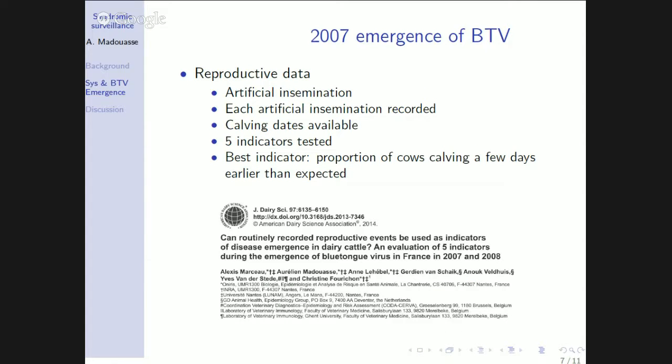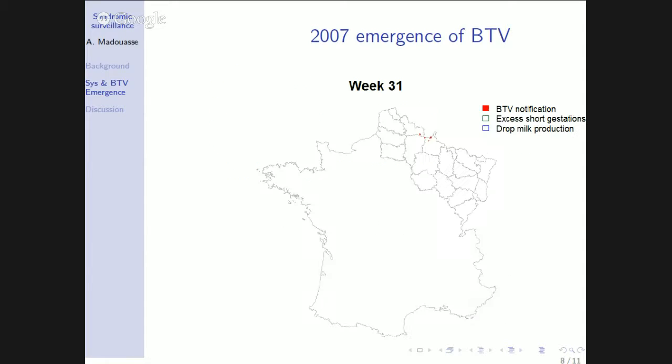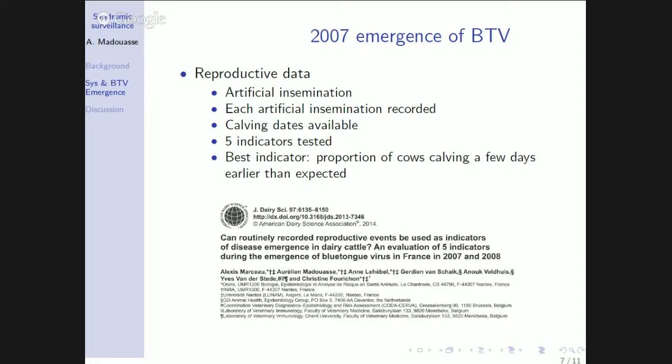Again, this has been published in the Journal of Dairy Science. You can find more details there. What's interesting with this reproductive indicator, the short gestation indicator, is that it is an event that is in the range of normality. So if you weren't analyzing it with a statistical method, you wouldn't be able to detect it.